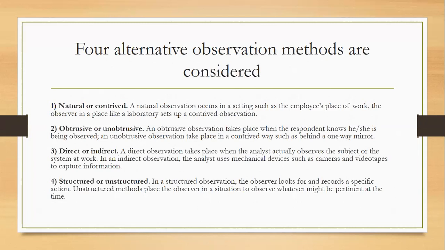Next is direct and indirect. A direct observation means analysts actually observe the subject of a system. In indirect observation, there are so many ways to observe, with the help of cameras, videotapes, CCTV. With the help of these methods, when we are observing, it is called indirect. If I individually go and observe anyone, then it is called a direct one.